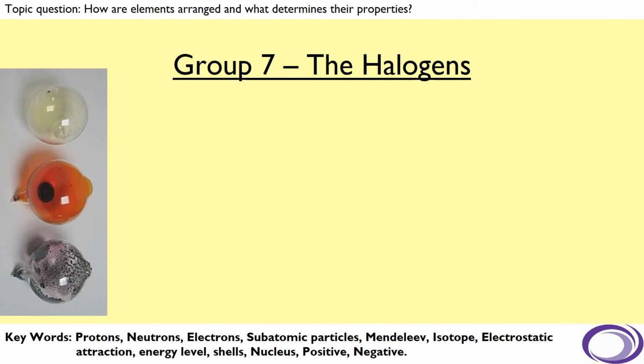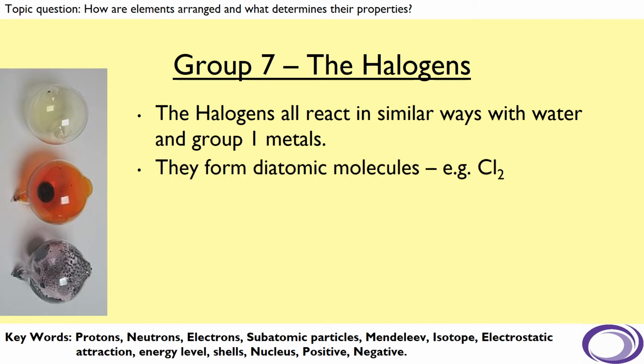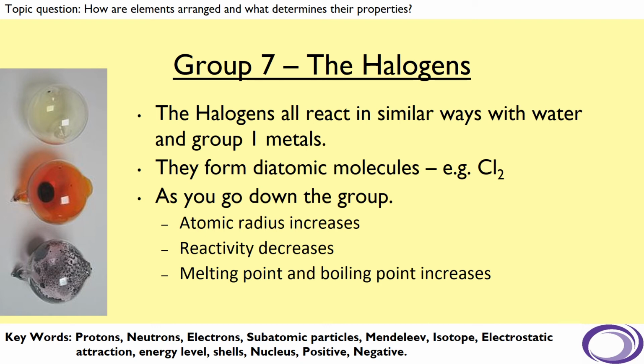Now we're going to have a look at group 7, also known as the halogens. Now again, the halogens all react in similar ways, with water and with group 1 metals. They form diatomic molecules, which is why when we write chlorine gas, we put Cl2. And as you go down the group, the atomic radius increases because you've got more shells, the reactivity will decrease, and the melting and boiling point will increase.